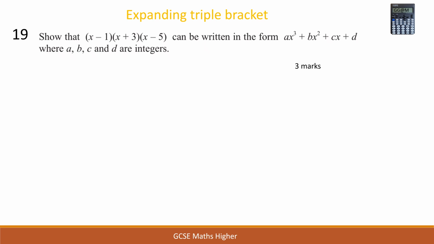We're looking at expanding triple brackets, so that means 3 brackets, and you can see the 3 brackets here, and you have got to show that these 3 brackets here can be written in this expanded form, and you're told again A, B, C, D are integers. This is worth 3 marks in the exam. Remember, this word integer just means a whole number. Press pause, have a go at working out the answer, press play when you're ready to hear the answer.